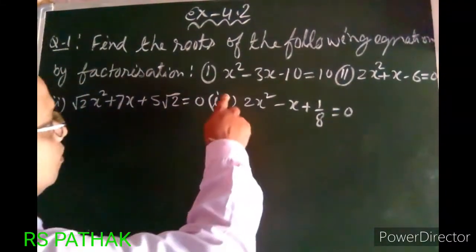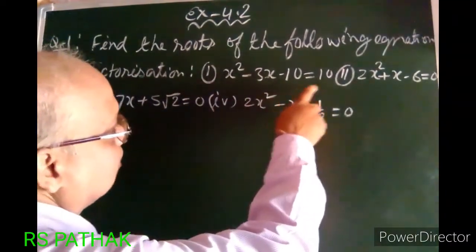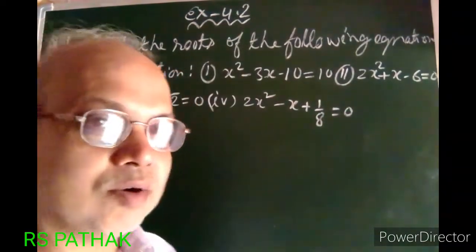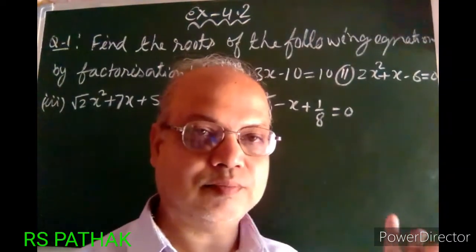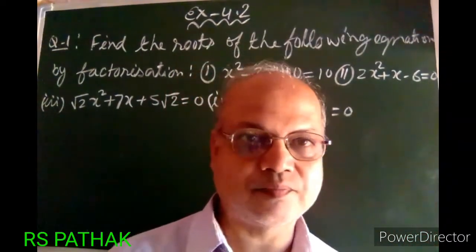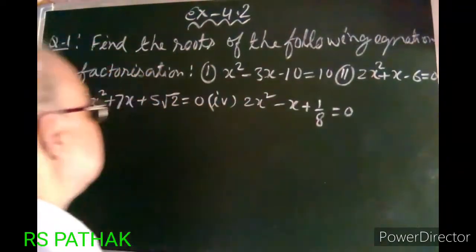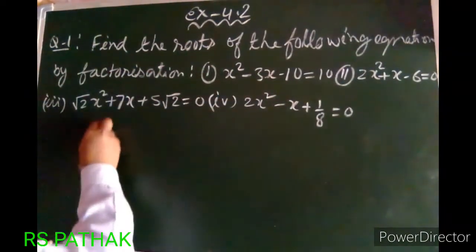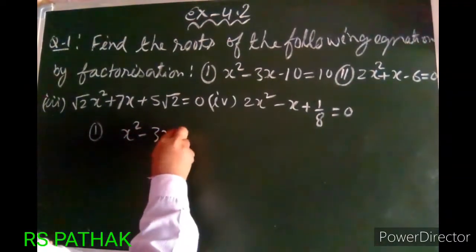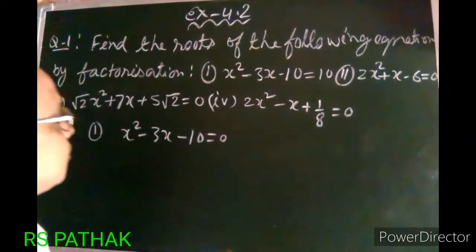Equation number 1 is given, then 2, 3 and 4. You have to solve by factorizing, by the factorization method. Okay, let's start. First of all, question number 1. I am taking question number 1, x square minus 3x minus 10 equal to 0.